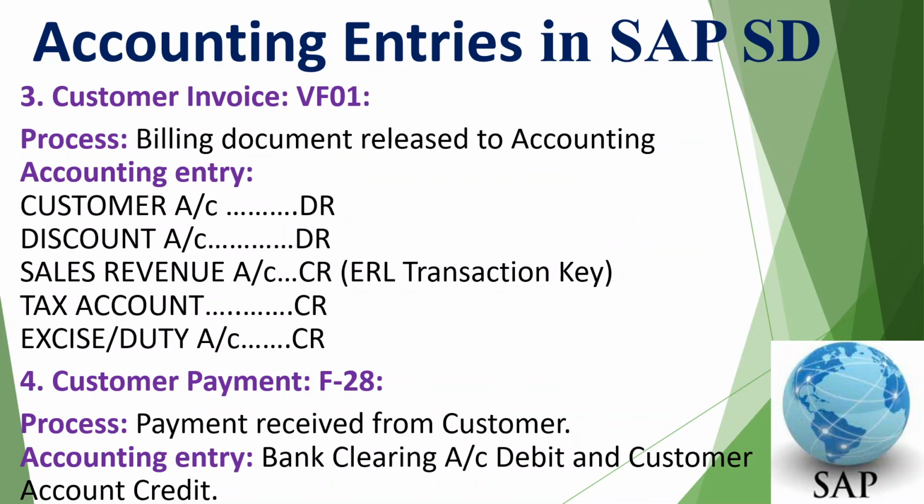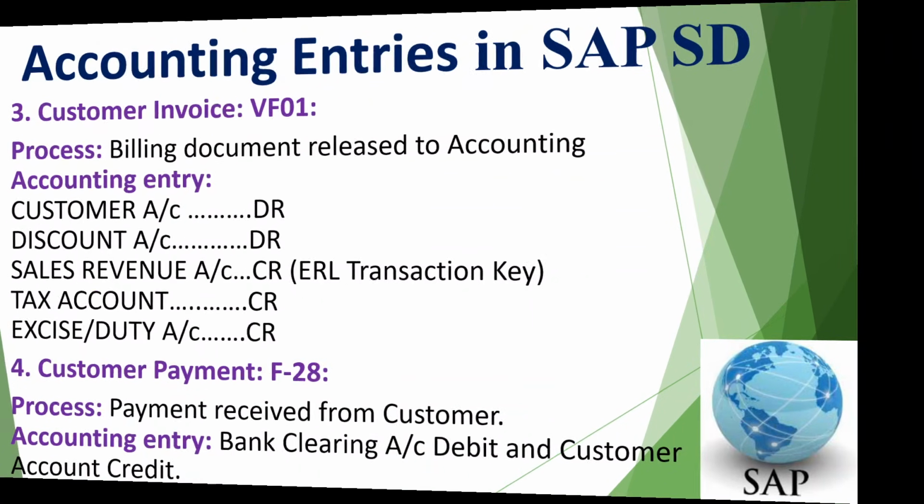Now when you receive the payment from the customer, the transaction code will be F-28, and the accounting it will be bank clearing account debit and customer account credit, and this customer account credit will knock off the balance from the invoice pending for the customer, and your open item in the customer account will automatically get cleared.